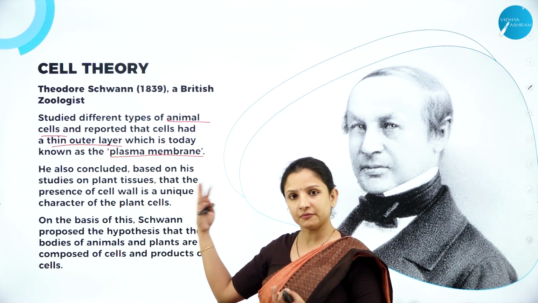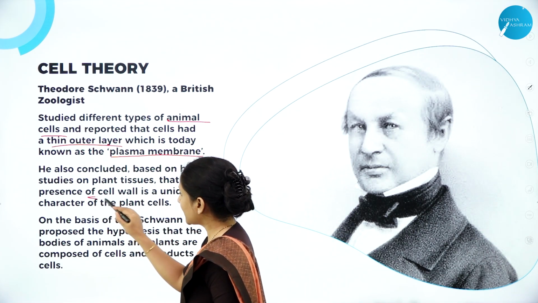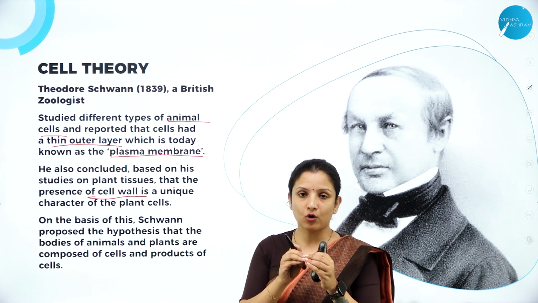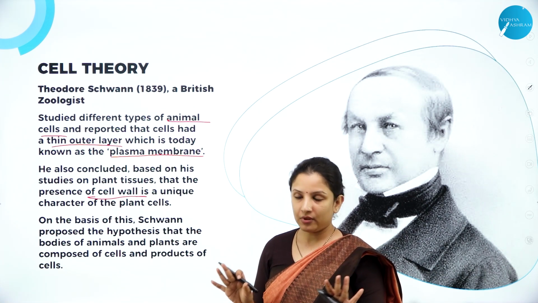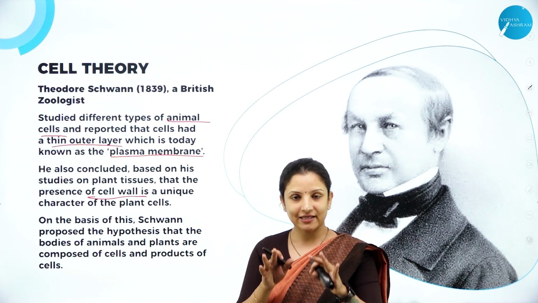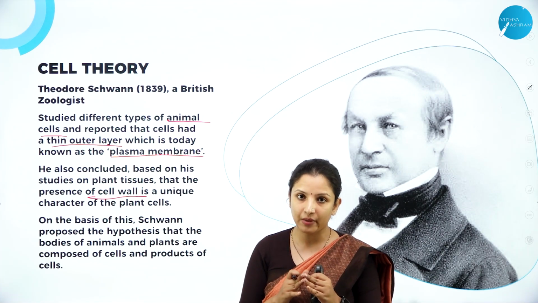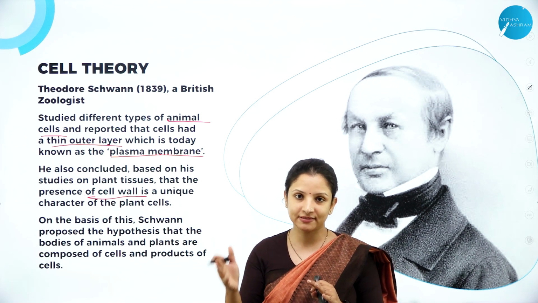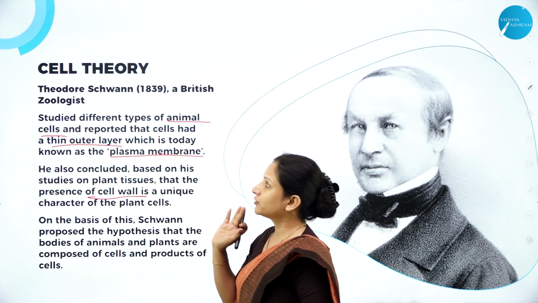Apart from studying animals, he also studied plants, and he said that in plants there is the presence of a cell wall. This characteristic is quite unique to plants, because the cell wall is absent in animals. So, what did Theodor Schwann find out? He discovered that animal cells have a thin outer protective layer called the plasma membrane, whereas the plant cell, apart from having a plasma membrane, also has a cell wall, which is not found in the animal cell. That credit goes to Theodor Schwann.